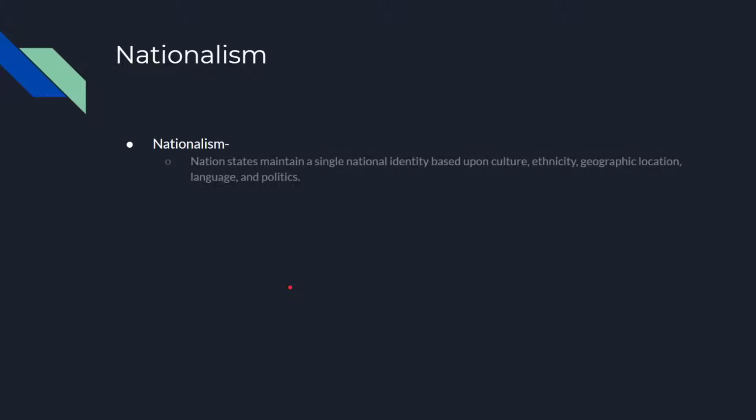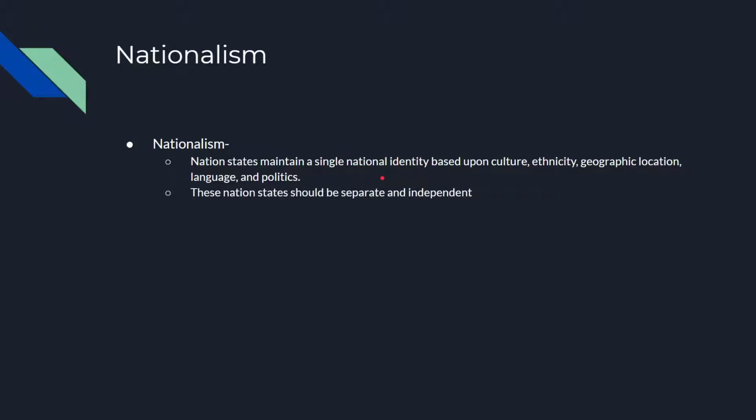So what is nationalism? This is a word you should be able to define by the end of this lesson. Nationalism are nation states that maintain a single national identity based upon culture, ethnicity, geographic location, language, and politics. Okay, so if we had to say this very succinctly, German people who speak German, who have a German heritage, they should control themselves and they should have their own nation state, that is, their own country. Whereas French people with French language and French politics and French ethnicity, they should have their own country.